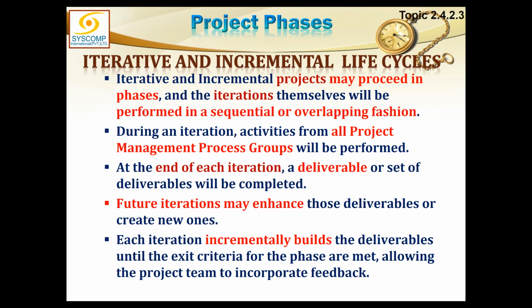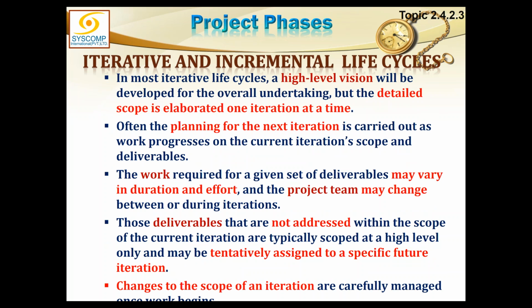Each iteration builds the deliverables until the exit criteria for the phase are met. So what is the exit criteria for a phase? When it has met its objective, only then can we disengage from this phase and move on to the next phase, allowing the project team to incorporate feedback. In most iterative life cycles, a high-level vision will be developed for the overall undertaking, but the detailed scope is elaborated one iteration at a time.